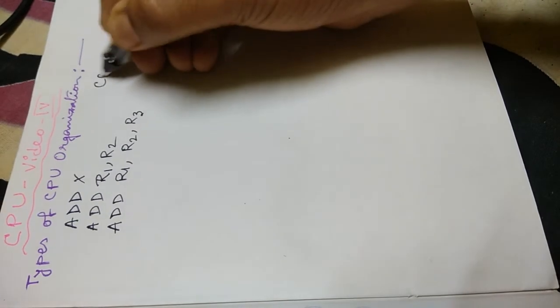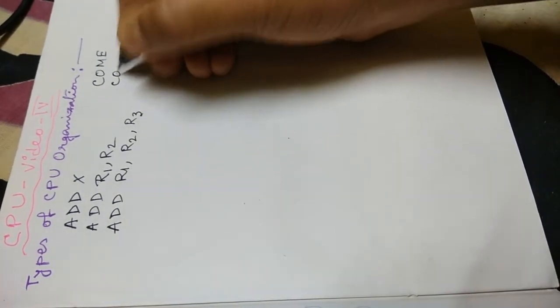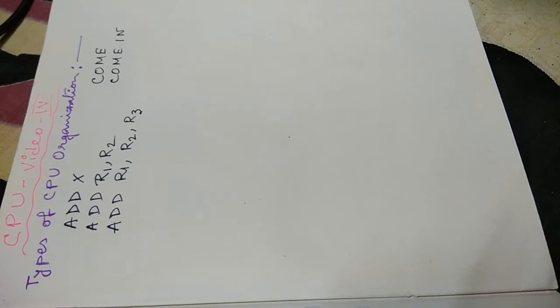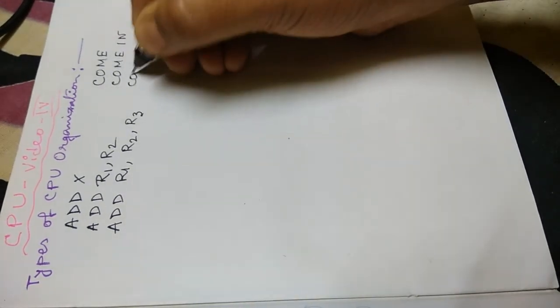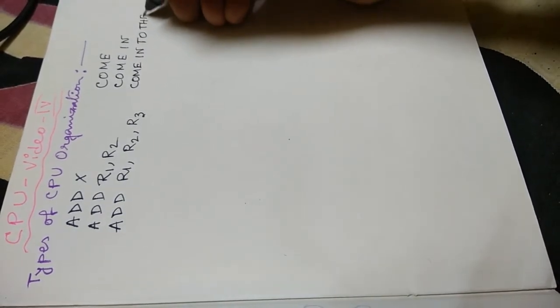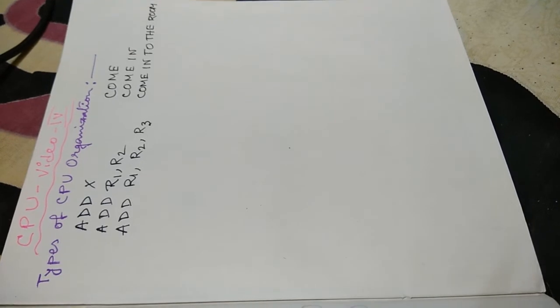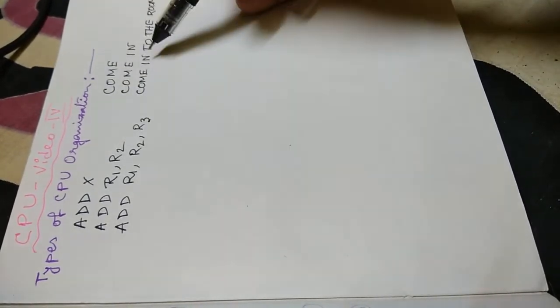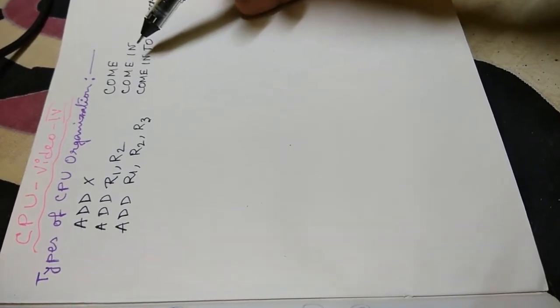Okay, I'm giving an example. Try to relate it. Suppose I say come to a person. I can also say come in. Or else come in to this room. In all these three cases, the meaning is same, but the way I am telling is different. But the meaning is same, right?